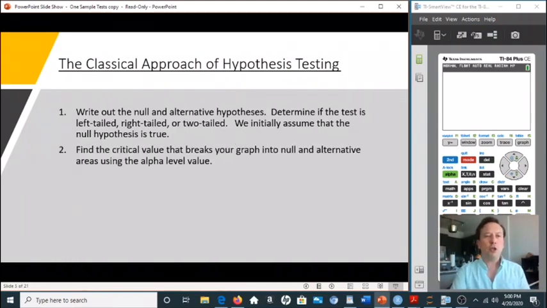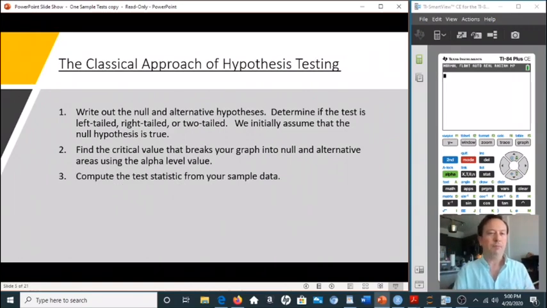Now I'm going to show you a picture for number 2 here to illustrate what this means, but we're going to be finding what's called a critical value. And the critical value is just going to break your bell curve into the HA and HO regions, okay? And that's based on your alpha level value, meaning whatever your error is, that error is going to be a certain portion of your graph. And then there's going to be a z-score that will mark that particular position. It's like finding probability. Number 3, we're going to compute our test statistic from our sample data.